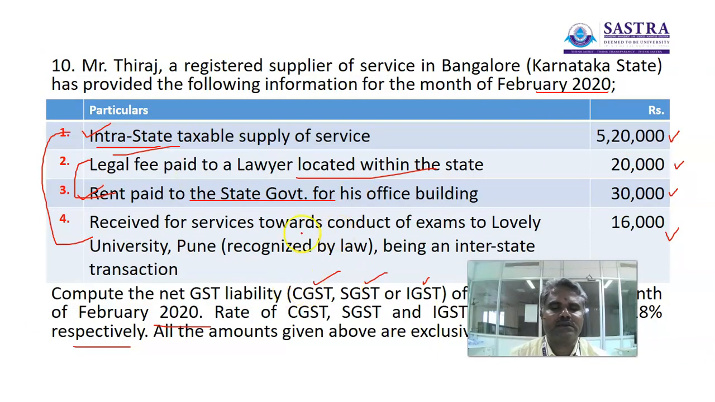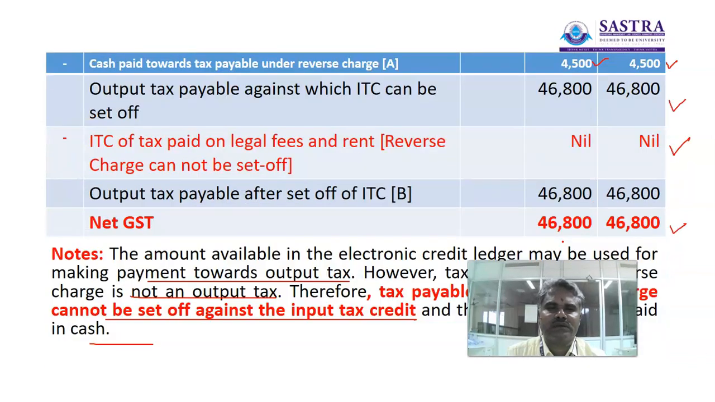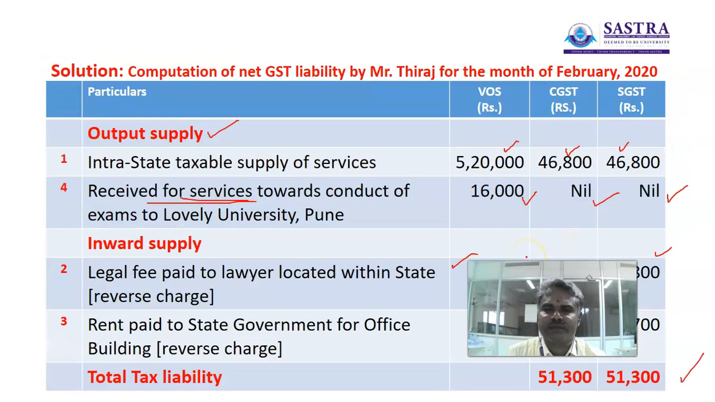Once again, I will repeat this problem. Intrastate taxable supply of service 5,20,000. Legal fee paid to a lawyer located in the state 20,000. Rent paid to state. This one is a reverse charge mechanism. You see, 4,500 cash paid towards tax payable under reverse charge.